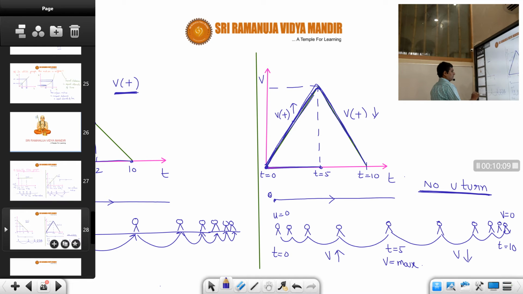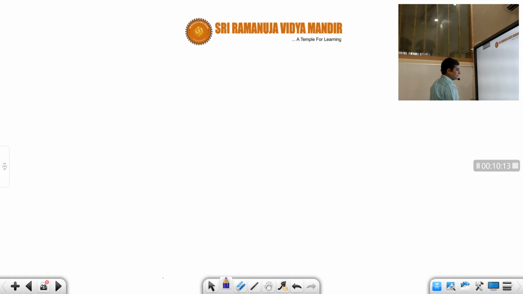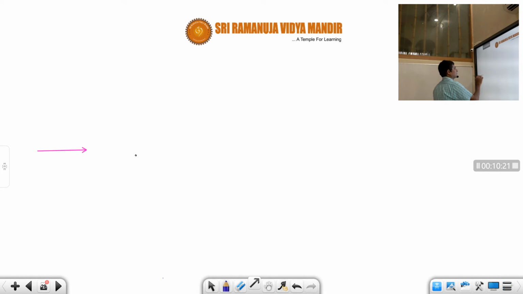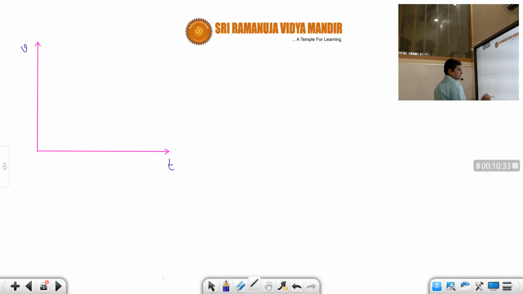Okay. So now I'll give one more example where now it is an interesting example. Here you can see how the body is taking a U-turn. Okay, students. So let us analyze this graph. Suppose let us say this is a VT graph. Let us say this is V and this is T. Okay, students. So suppose let us say the shape of the graph is like this, students.